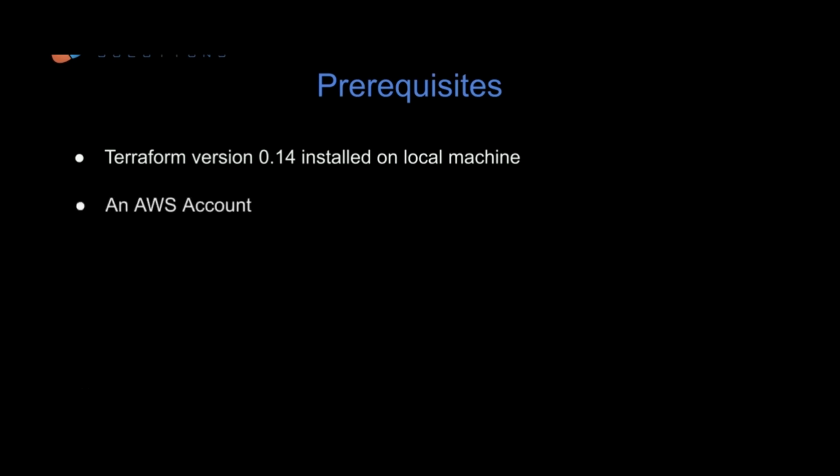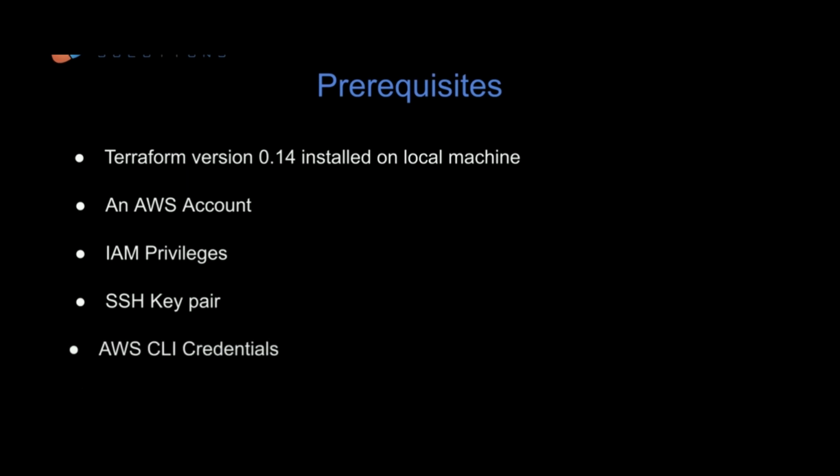In terms of the prerequisites, first, you will need to make sure that you have Terraform version 0.14 installed on your local machine. Next, you'll need an AWS account, which you will use to provision your Jenkins resources. You will need corresponding IAM privileges, also an SSH key pair to connect to your Jenkins instances, and finally, CLI credentials for programmatic access to your AWS resources. With prerequisites behind us, let's take a look at the Terraform working directory.